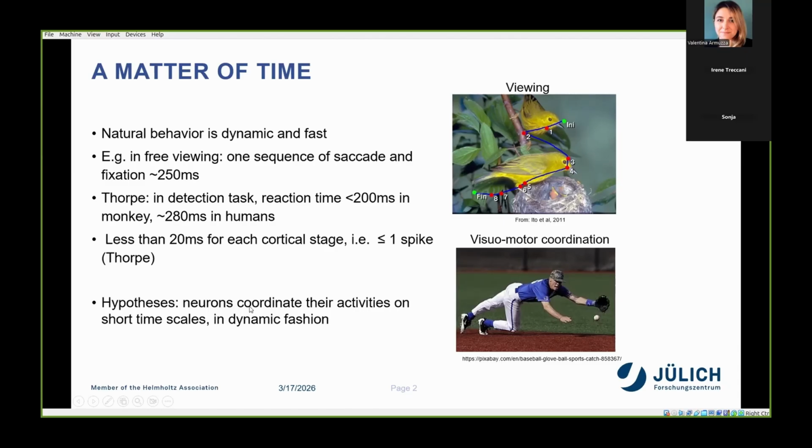This is not much, right? And the question is how this should work. And I follow the hypothesis that neurons coordinate their activities on short timescales in a dynamic fashion.